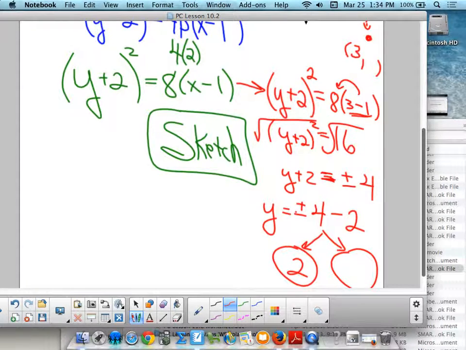2 and negative 6. Hey, you guys, these answers are coming out so nice. Do you think they keep coming out nice the whole time? No, you're going to start getting square root of 5. You're going to get some ugly numbers coming, but it's okay. Just work with them, okay? All right, here we go.